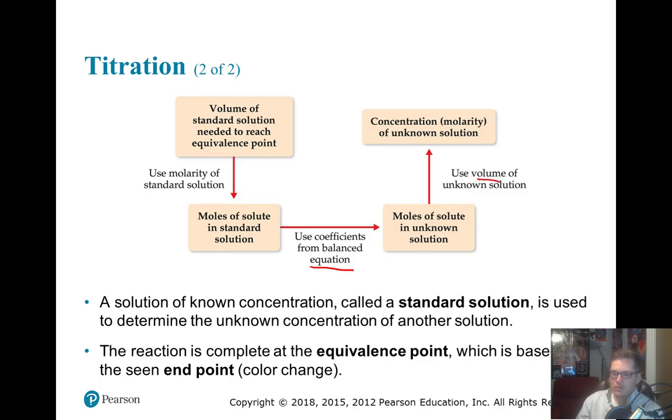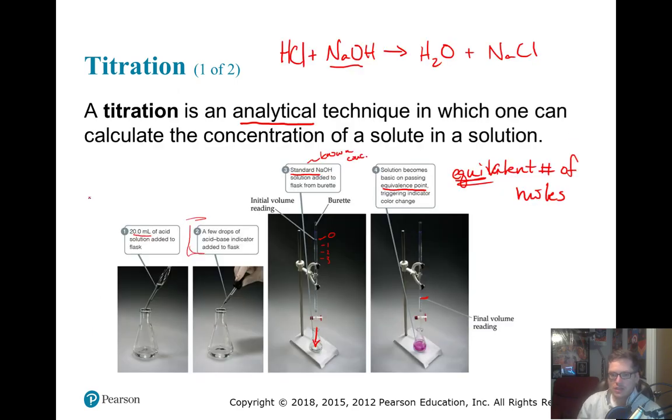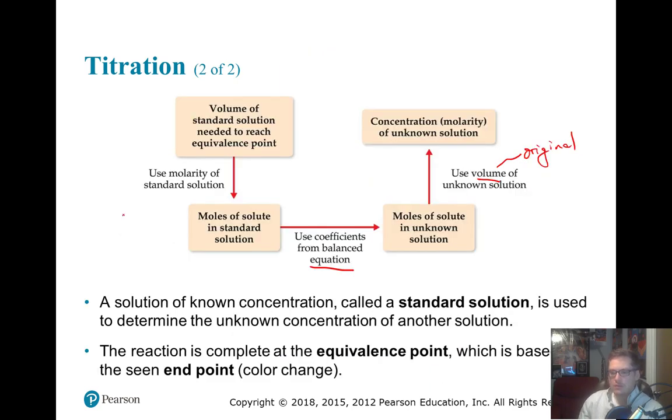and then use the volume, and specifically this is the original volume, right? The original volume of unknown solution to find the concentration, right? So in this case it would be 20 milliliters, all right? So the solution of known concentration is called the standard solution, and you use that to determine the unknown.